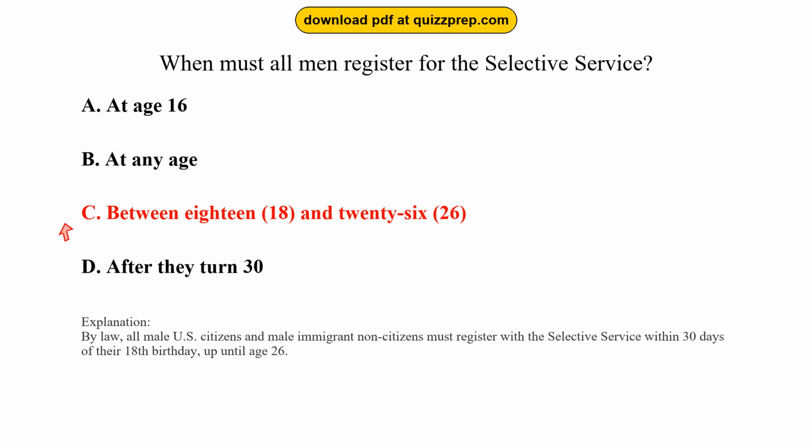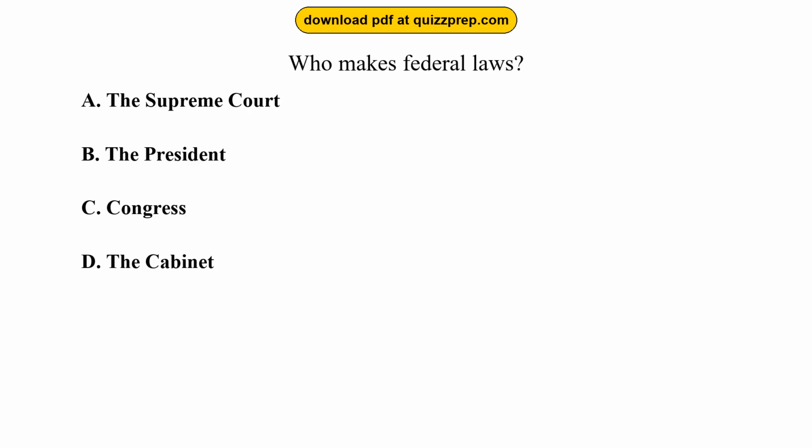Question 43. Who makes federal laws? Option A, the Supreme Court. Option B, the President. Option C, Congress. Option D, the Cabinet. The correct answer is option C, Congress. Congress, the legislative branch, is responsible for writing and passing federal laws.